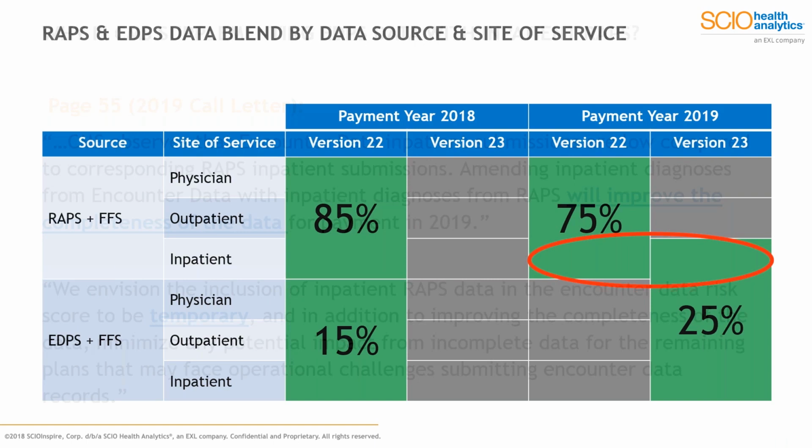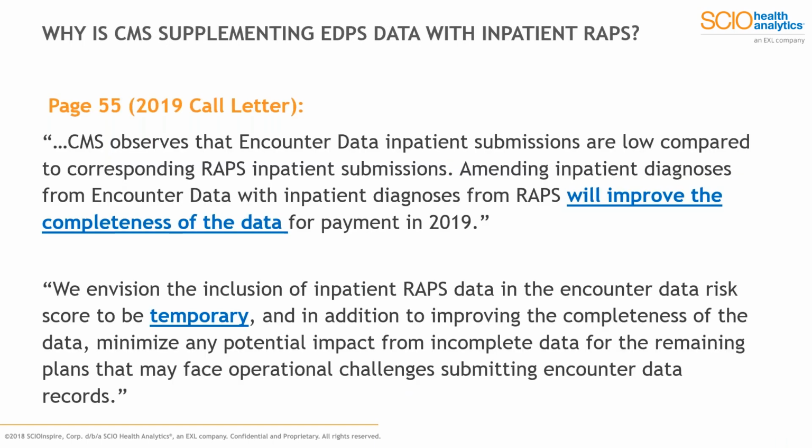So the question is, why is CMS supplementing the EDPS data with inpatient? Well, here's exactly from the call letter, and they said amending the inpatient from encounter data with inpatient from RAPS will improve the completeness of the data. So they envision that the inclusion of this RAPS data in the encounter risk score is temporary, and in addition to improving the completeness, it'll minimize any impact from incomplete data for the remaining plans that face operational challenges in submitting encounter data. This goes directly to why they feel the impact for 2019 will only be a negative 0.04%.